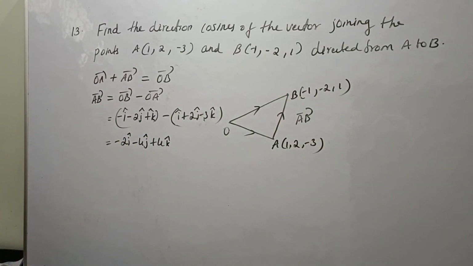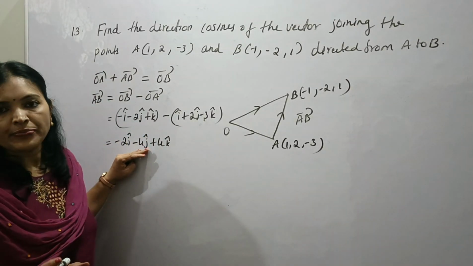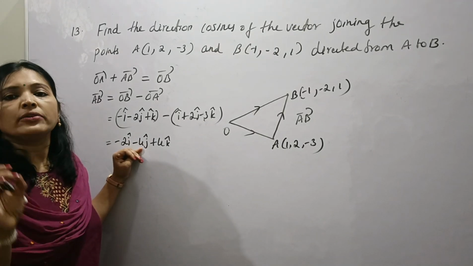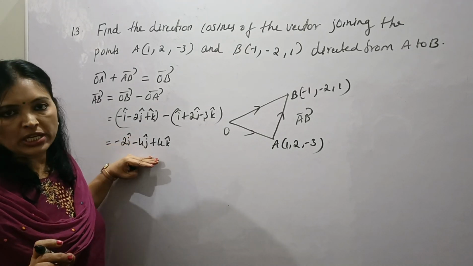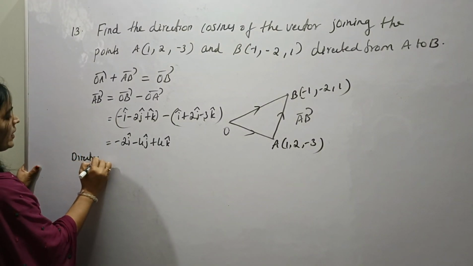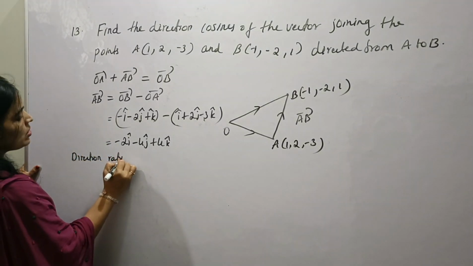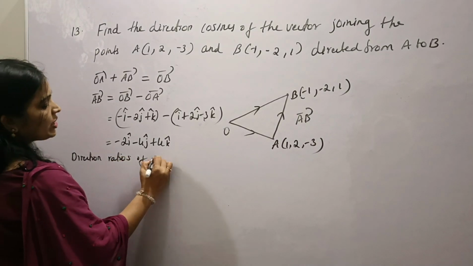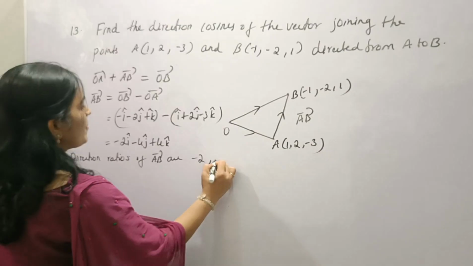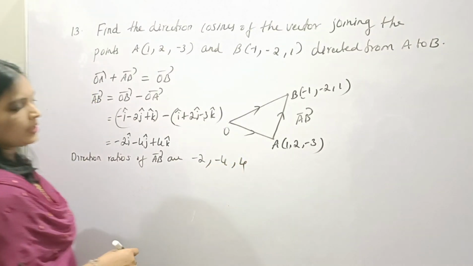Okay, next here we have got vector AB, right? Next we have to find the direction cosines. For that we need to write direction ratios of the vector AB. Direction ratios of vector AB are minus 2, minus 4, 4, right?